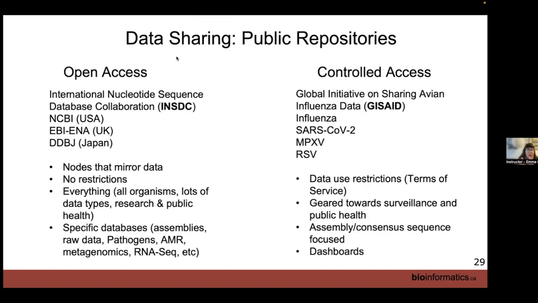Okay, so there are some key differences that are important to recognize in these two types of repositories. That is the INSDC group of data hubs and GISAID. So in the first case, the three nodes of the INSDC are considered open access. That means that the data that's submitted there can be seen and used by everyone with pretty much no restrictions. The data that's uploaded to one of these nodes, like NCBI or ENA, all gets mirrored across all three nodes on a daily basis.